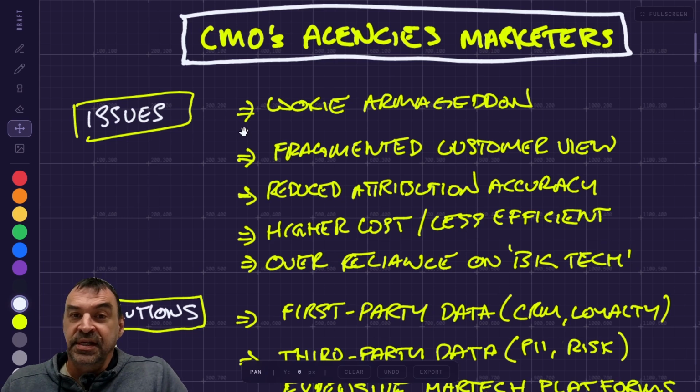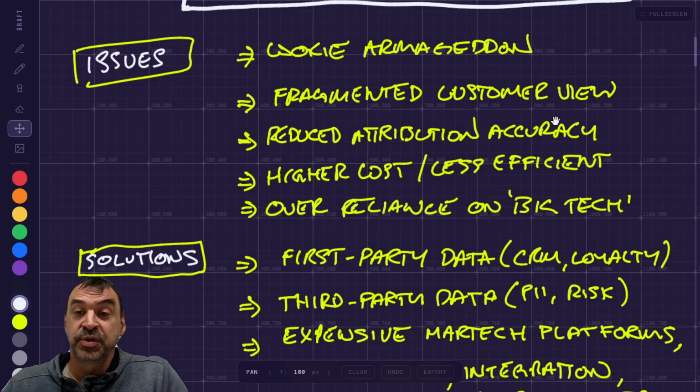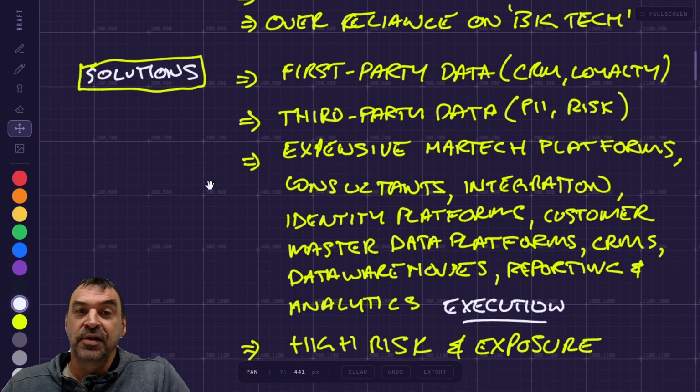Currently the world is experiencing the cookie Armageddon. This causes several issues in digital marketing. Firstly, it fragments your customer view, it reduces your attribution accuracy, it causes higher cost and less efficient advertising, and it causes an over-reliance on big tech.